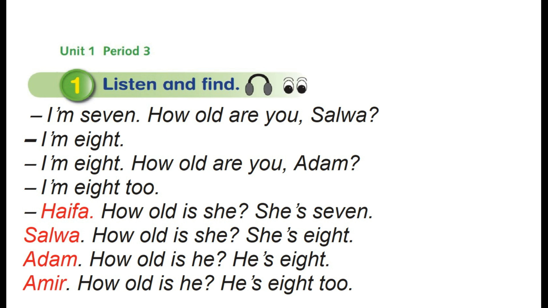I'm 7. How old are you, Salwa? I'm 8. How old are you, Adam? I'm 8 too. Haifa, how old is she? She's 7. Salwa, how old is she? She's 8. Adam, how old is he? He's 8. Amir, how old is he? He's 8 too.